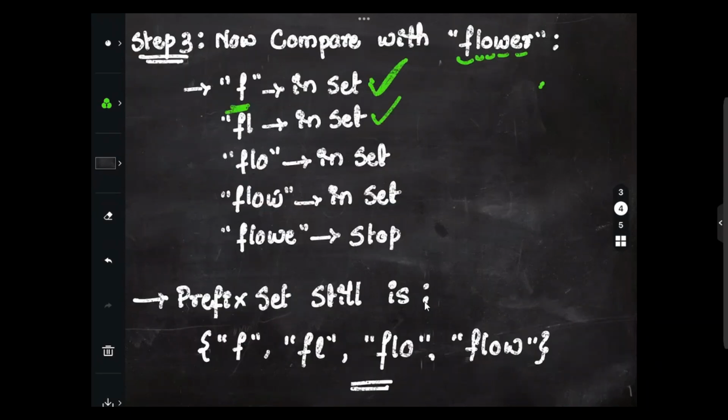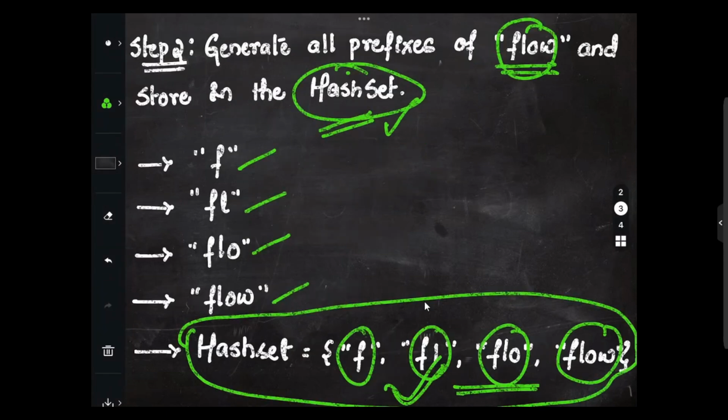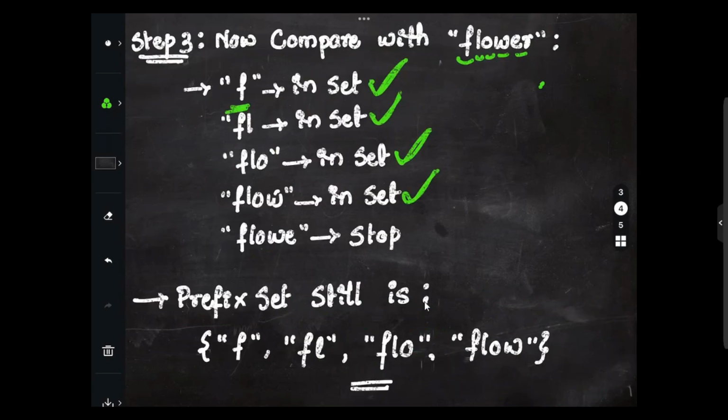FL is also in the set, so this matches, this is fine. FLO is also present in the set, this matches. FLOW is also present in the set, so this matches here. F, FL, FLO, FLOW are already present in the set, right? So we have pushed these into the set. Basically F, FL, FLO, FLOW is present, so this is fine.